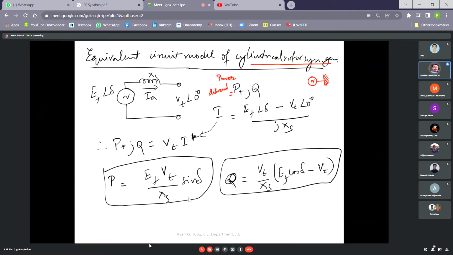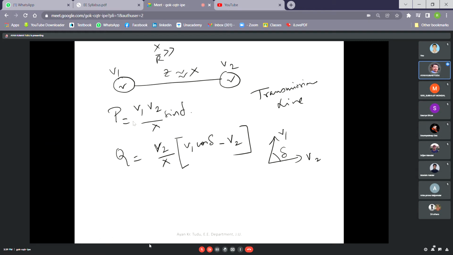The same thing can be seen in this expression also, where we are seeing that our P is equal to Ef Vt by Xs sin delta, and Q is equal to Vt by Xs Ef cos delta minus Vt. So we can say that P is proportional to delta and Q is proportional to voltage. Okay, so if we want to control the active power, we have to control the delta and vice versa. Similarly, if we have to control the reactive power, we have to control the voltage. Okay, the same concept that we have applied for our cylindrical rotor synchronous generator can also be applied for a typical transmission line.